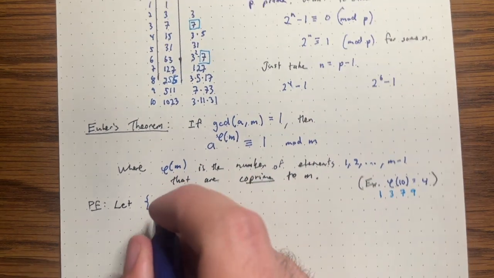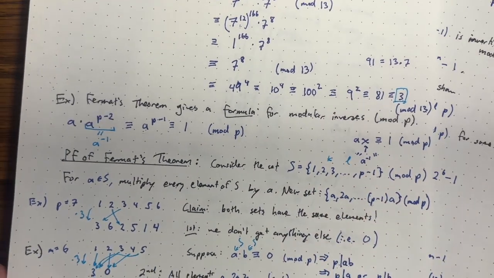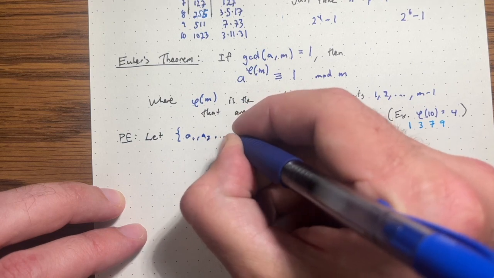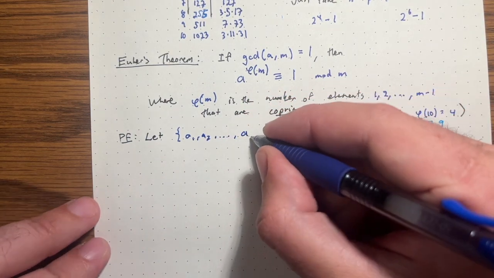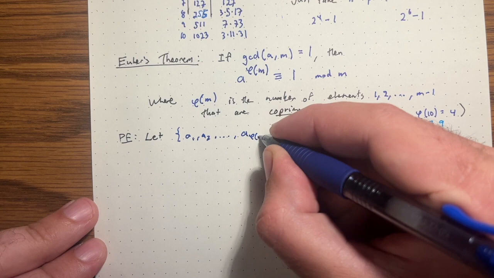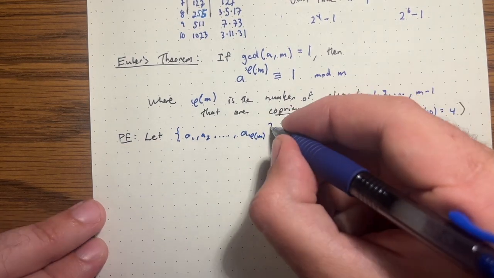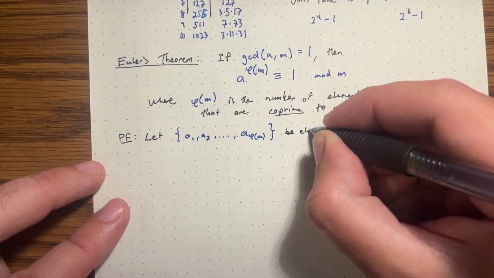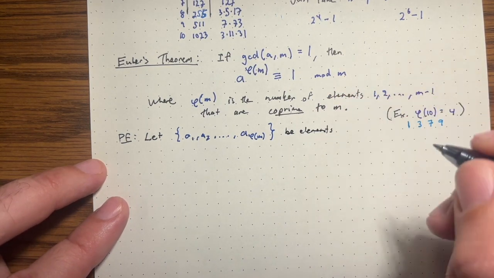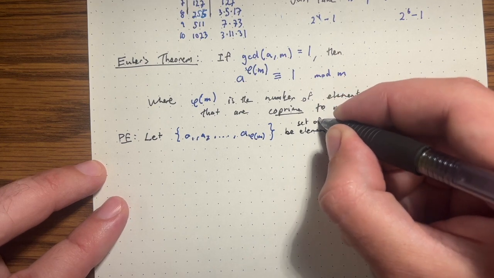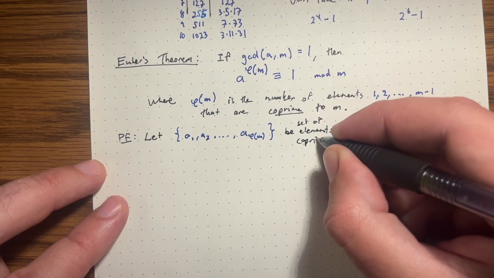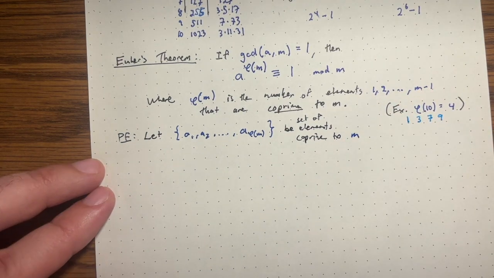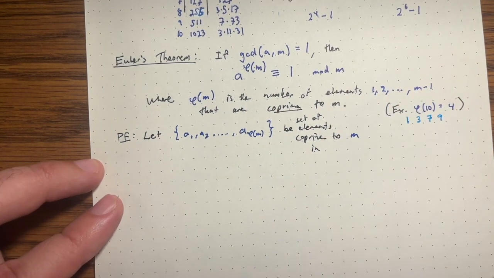So what's the set I'm going to start with? I'm not going to start with everything. I'm just going to start with the coprime things. So a1, a2, all the way up to a to the phi of m, that's the number of coprime things. So let this be a set of elements coprime to m in Z mod MZ.